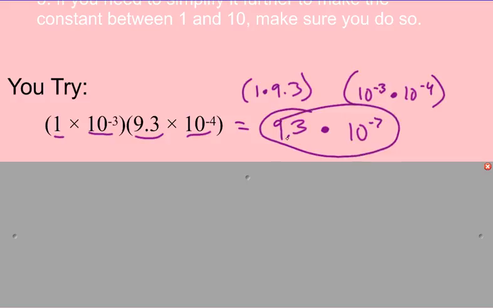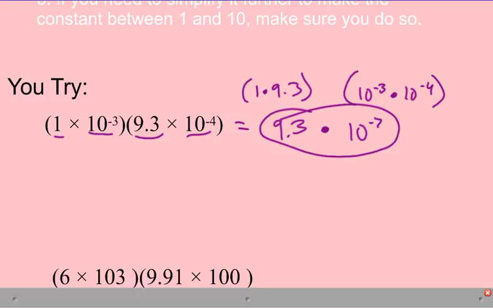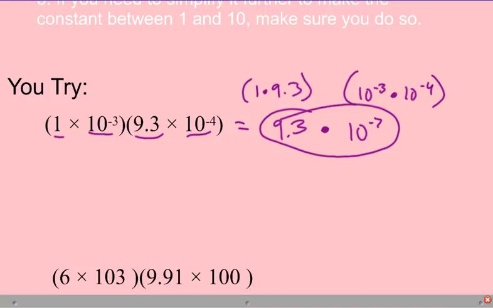This is a number between 1 and 10. This has the power of 10 and an exponent. So that's how you multiply scientific notation. We're going to try one here. This one actually won't work out so nicely. I'll show you why.